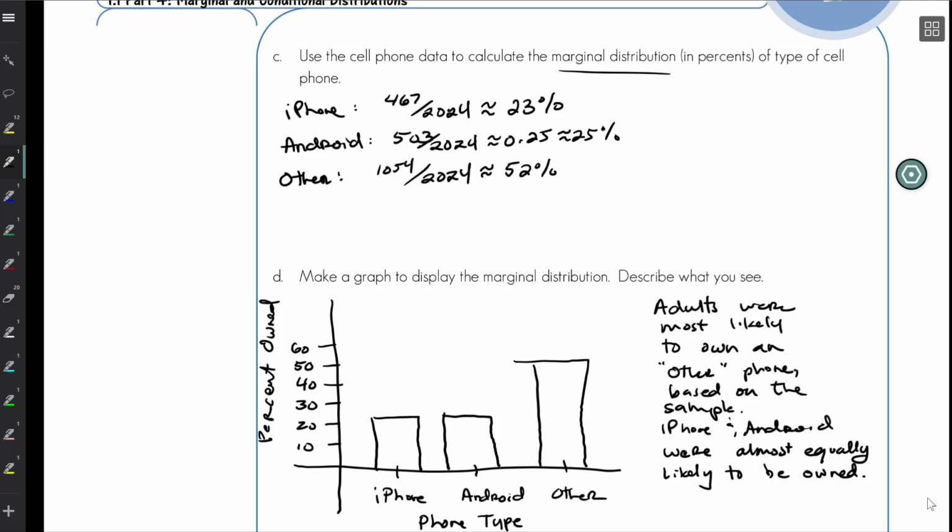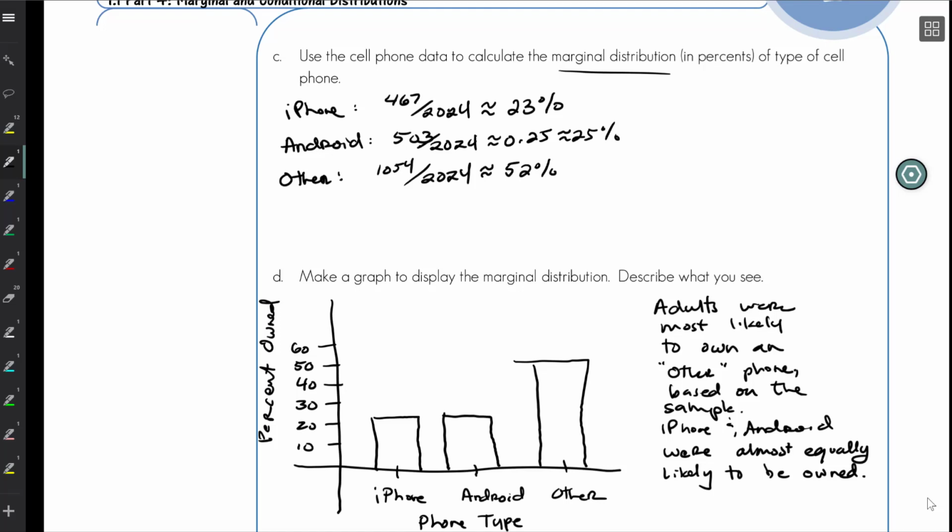Alright, so here's our graph, and we can pretty clearly see adults were most likely to own an other phone based on this sample. iPhone and Android were almost equally likely to be owned. You could even add in there, if you want, that somebody was twice as likely to own an other phone compared to iPhone or Android. Okay, but this is a very basic understanding.